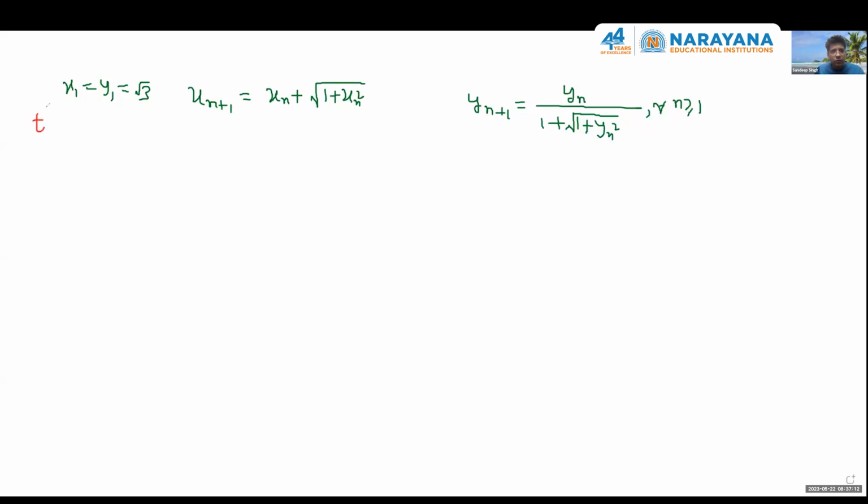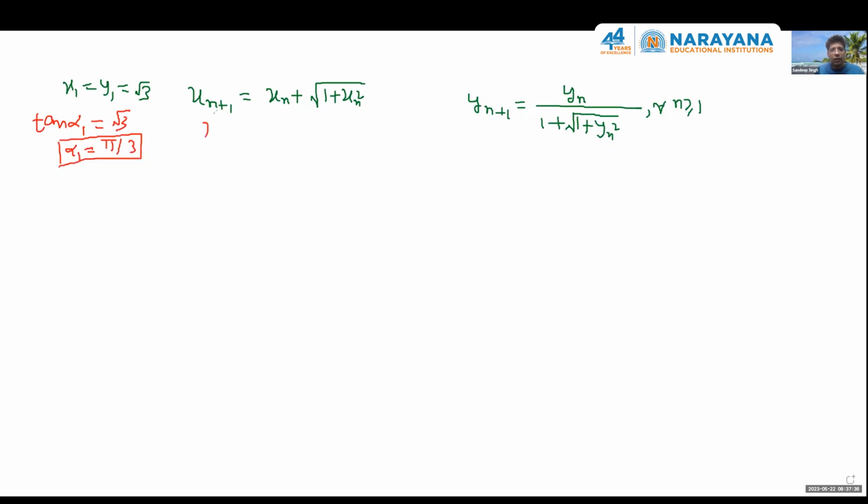So let me substitute tan of alpha 1 equal to root 3. If I substitute in this manner, I have basically substituted tan inverse root 3 as alpha 1. So alpha 1 is going to be pi by 3. This is our starting point. Alpha 1 is pi by 3.